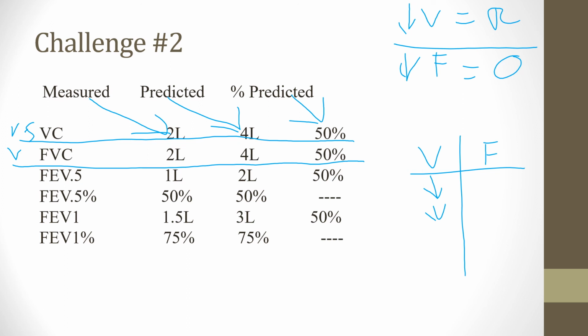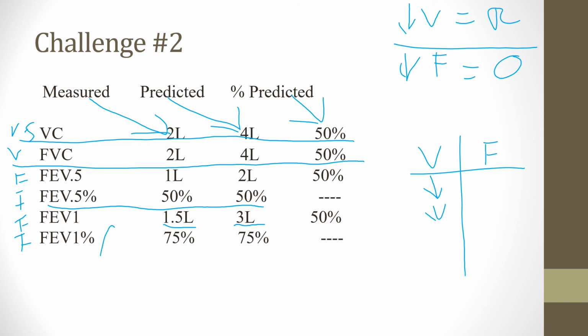Now we got to go into our flow rates. So flow rates, those are little F's for flow rates. Now I need to see if my flow rates are low. So is this a combined condition or just a restrictive condition? So I'm looking at my flow rates. I got 1 out of 2 liters, so that's 50% of predicted, when I get the FEV 0.5. FEV 0.5 is 50%, and it was predicted at 50%. So I hit my flow rate there. My FEV1 is 1.5 liters, and I got 3 liters. So that is 50%.